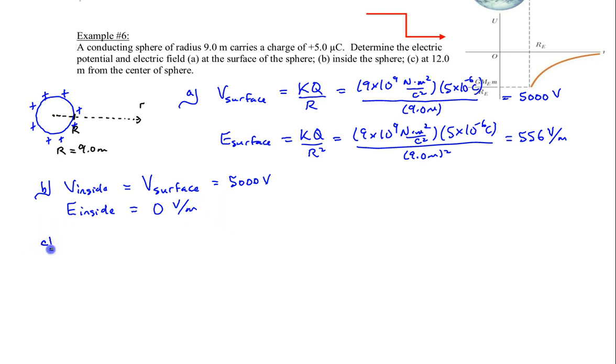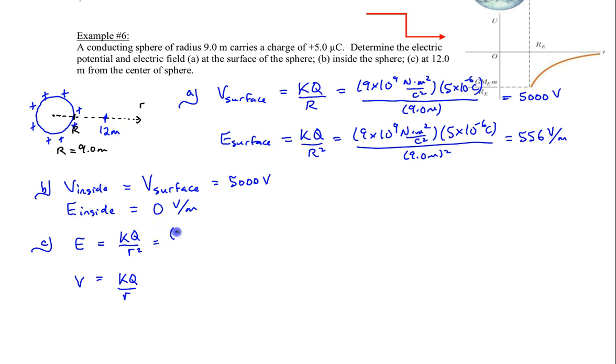Okay, so now let's go on to part C and determine what the electric field is at some point where it's 12 meters from the center. So E at that particular point and V at that particular point. So E would be KQ all over R squared, and V would be KQ all over R. Let me just fix that. That should be actually R. Okay, and that's because that's representing the distance from the center of the sphere to this 12 meter mark.